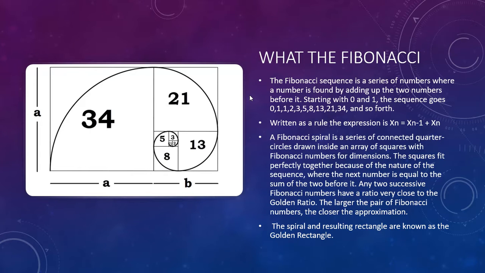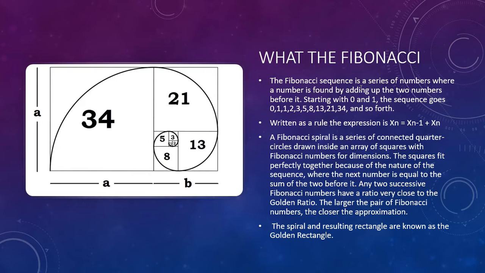plus xn minus 2. A Fibonacci spiral is a series of connected quarter circles drawn inside an array of squares with Fibonacci numbers for dimensions. An example is with this to the left. The squares fit perfectly together because of the nature of the sequence, where the next number is equal to the sum of the two before it.